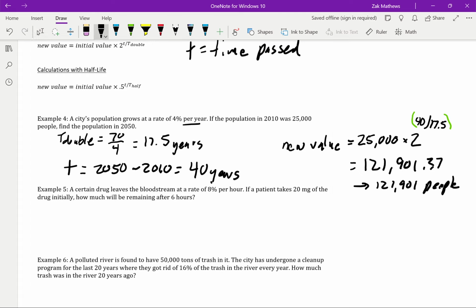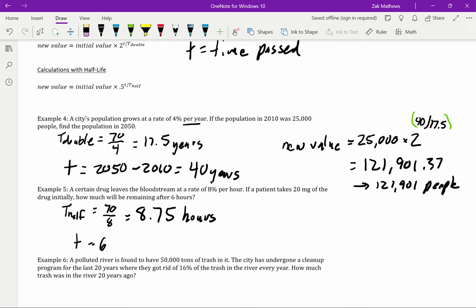Here we have the drug leaving the bloodstream. That means we're dealing with a decrease, T half. Going to take our 70, we're going to divide it by 8, and 70 divided by 8 gives us the half-life of 8.75. This would be hours. So the drug will become half of what it was every 8.75 hours. RT is 6, and that was just given to us directly.